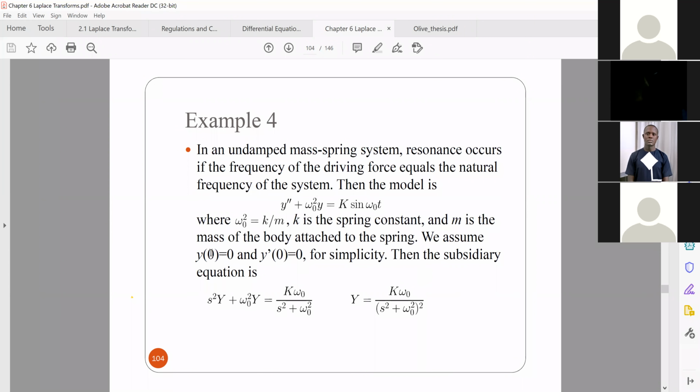We assume the initial values are both 0 for simplicity. So when we take the Laplace transform of this, it's essentially going to be s squared Y plus omega naught squared Y, because the initial values are 0. And then the Laplace transform of the right side is going to be k omega naught over s squared plus omega squared. And then we'll have to divide by s squared plus omega naught squared. So we'll end up with this squared.